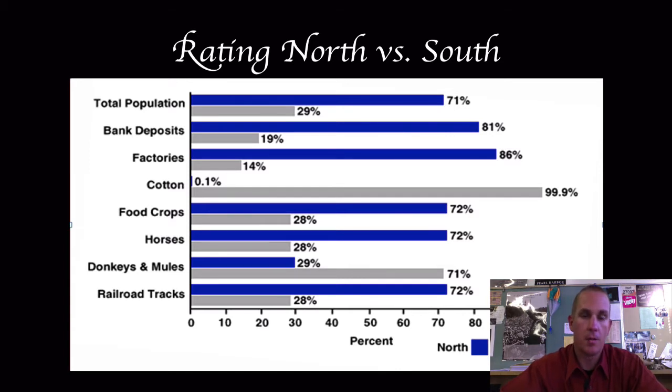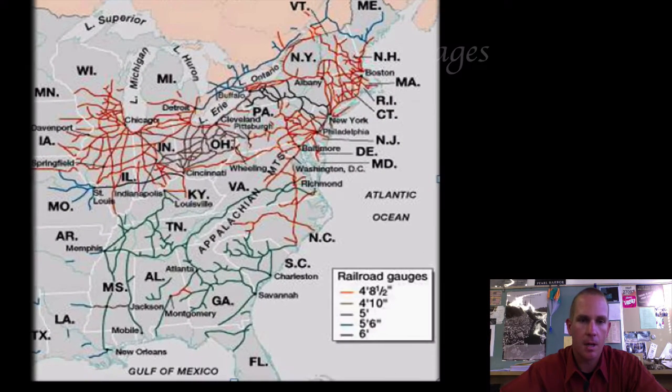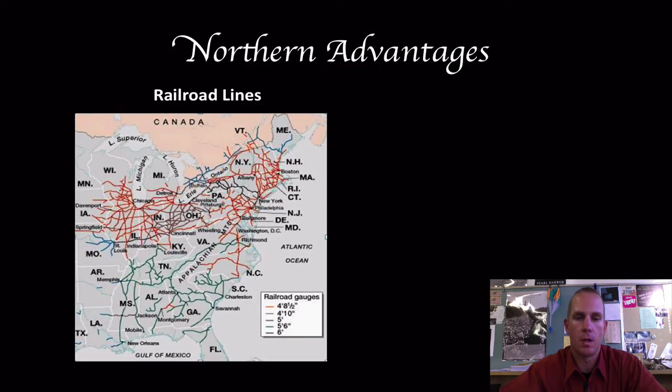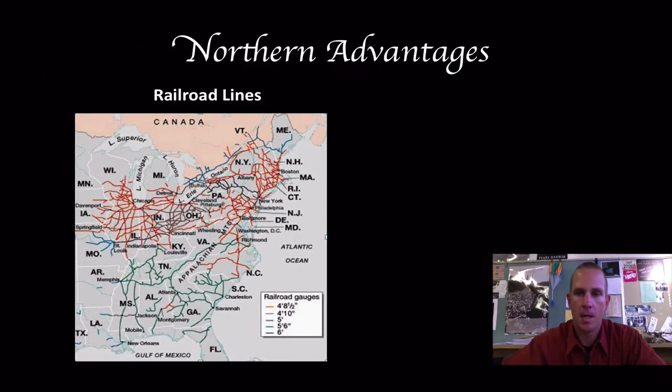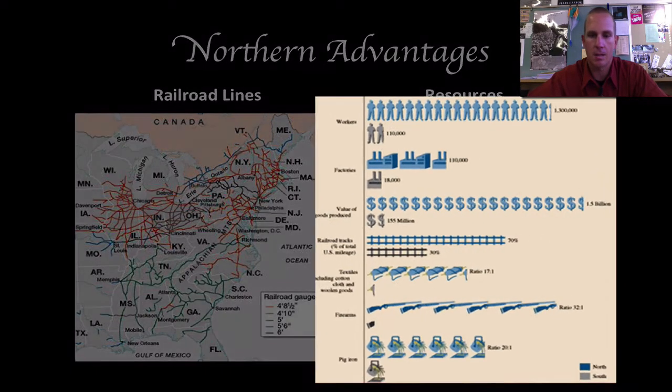So if you look at this, you would think that the North would be able to pull these southern states back in the Union pretty quickly. Really, the northern advantages are pretty immense. The railroad lines, just take a look at that. All of the little red there, that's all the northern railroads. And then the southern railroads are there kind of in the green. There is vastly more railroads in the North than the South. And take a look at this also with the resources, workers, factories, again, very similar to the last figure that you just saw.